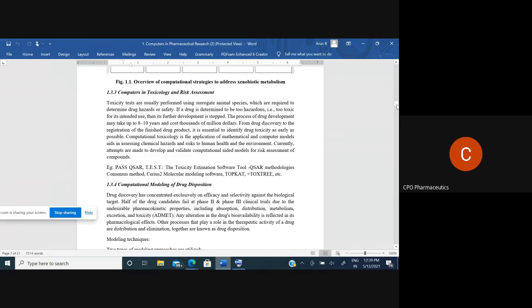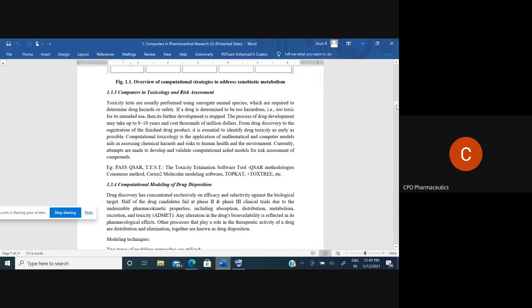We have a number of software tools like PASS, QSAR, TEST, TOPKAT, and Toxtree. A number of software tools are there. Once you run the software, it will predict and tell what possible toxicity we can expect, and what might be the reason for the toxicity.